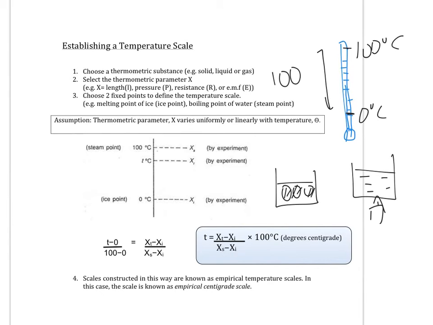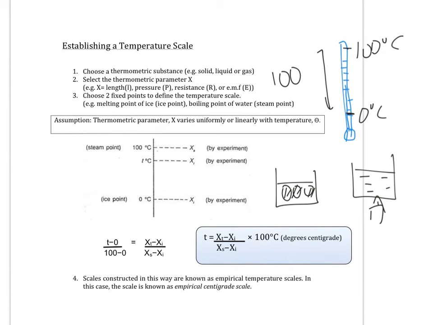So for a centigrade scale, the rule is you will have to choose two fixed points, which will be ice point and steam point. And ice point, you're going to call it as 0, and steam point, you're going to give it as 100. And then you're going to divide it into 100 equal intervals.